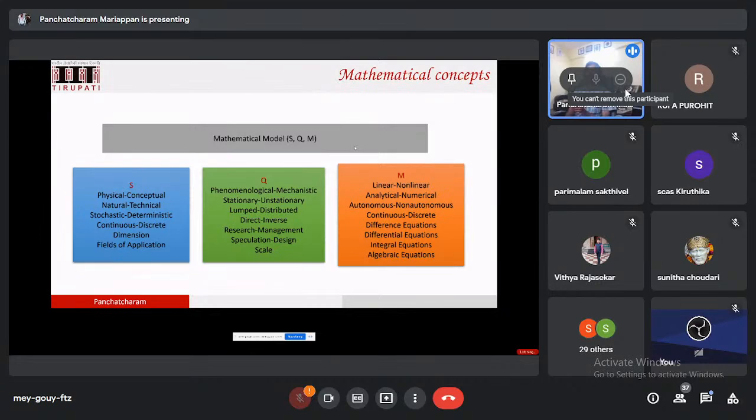Okay. So the next one is another important thing. You have to develop some model. Don't believe that the model is reality. Okay, this is not the thing. This is the reason I am keeping it in the warning symbol.